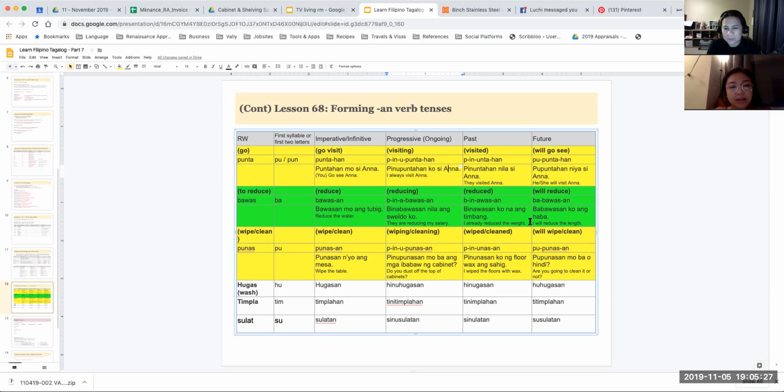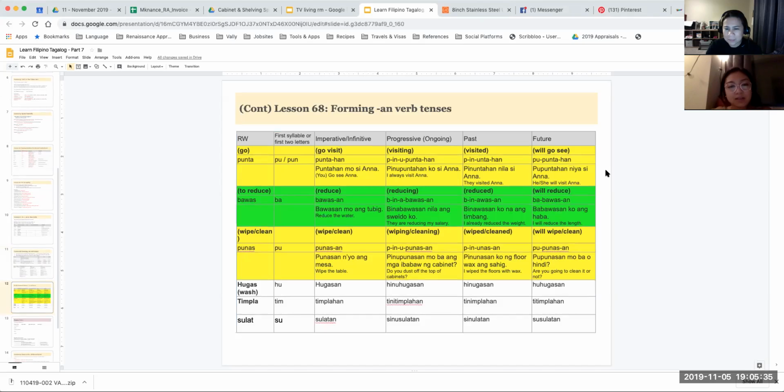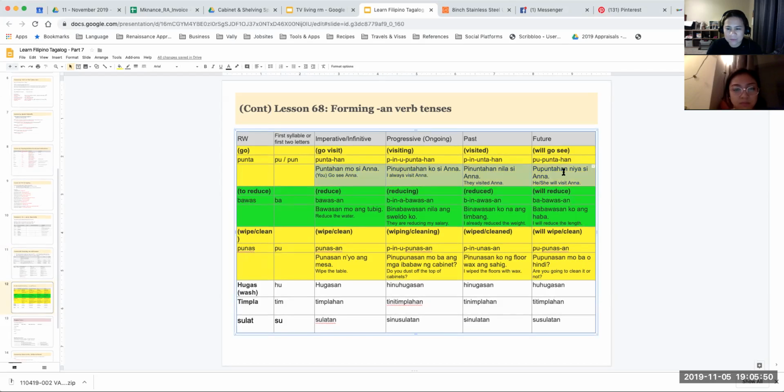Pinupuntahan ko si Ana. Then past, pinuntahan nila si Ana. Pupuntahan niya si Ana. Okay, very good. Just before you jump on the next word, in the sentence, they basically have the same focus. Who is the focus in these sentences? Ana. Yes, Ana, that's right.